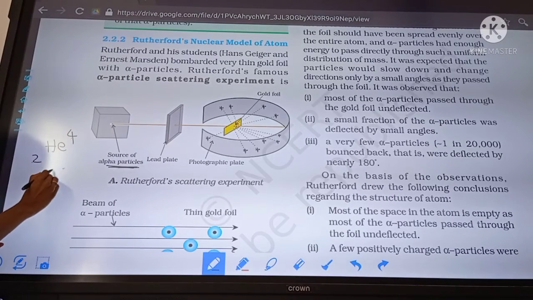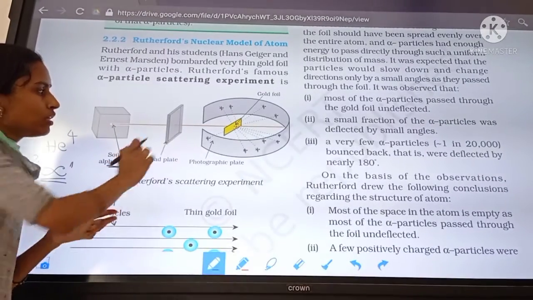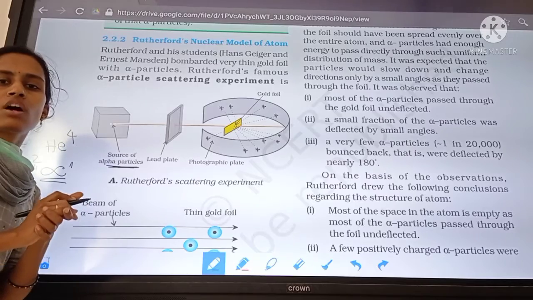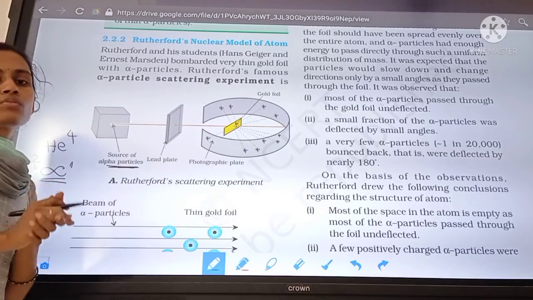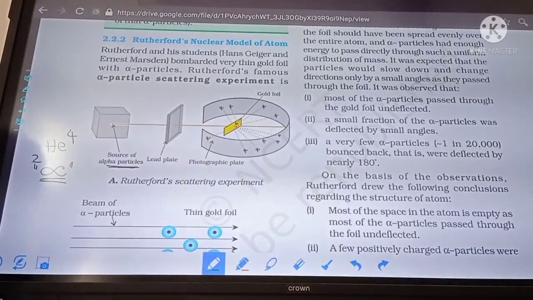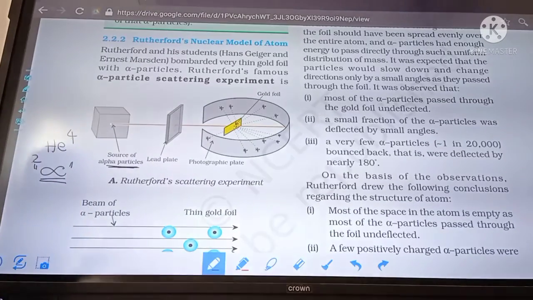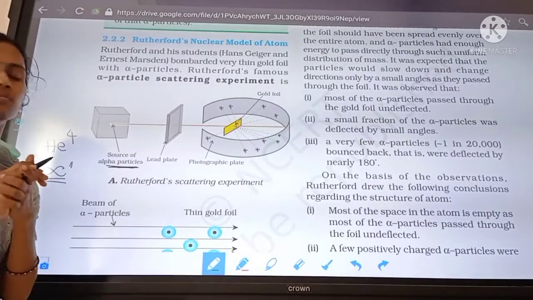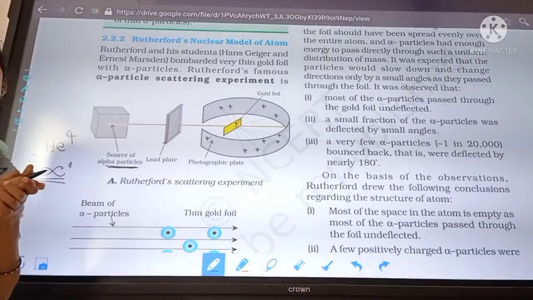So these are called alpha particles. Alpha particles have a positive charge. If they are not deflected, it means there is no positive or negative charge in this gold foil. So most of the atom is empty space. There is no positive charge, there is no negative charge. So most space is empty, and they have gone through this metal foil without deflection.